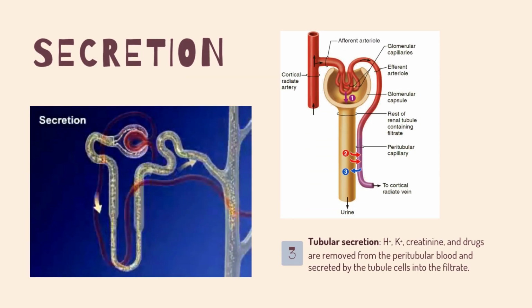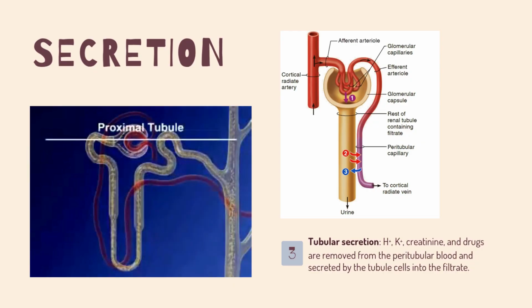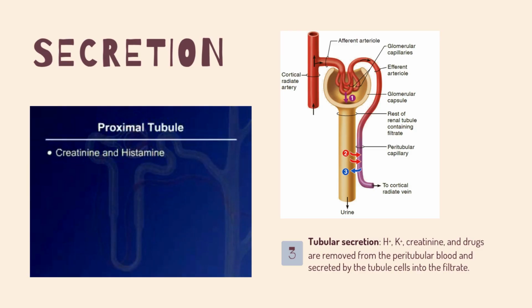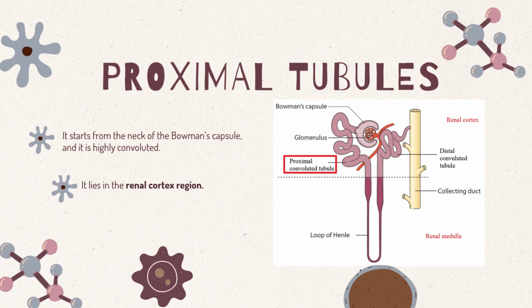Secretion. 3. Tubular secretion. H+, K+, creatinine, and drugs are removed from the peritubular blood and secreted by the tubule cells into the filtrate. Proximal tubules. It starts from the neck of the Bowman's capsule, and it is highly convoluted. It lies in the renal cortex region.